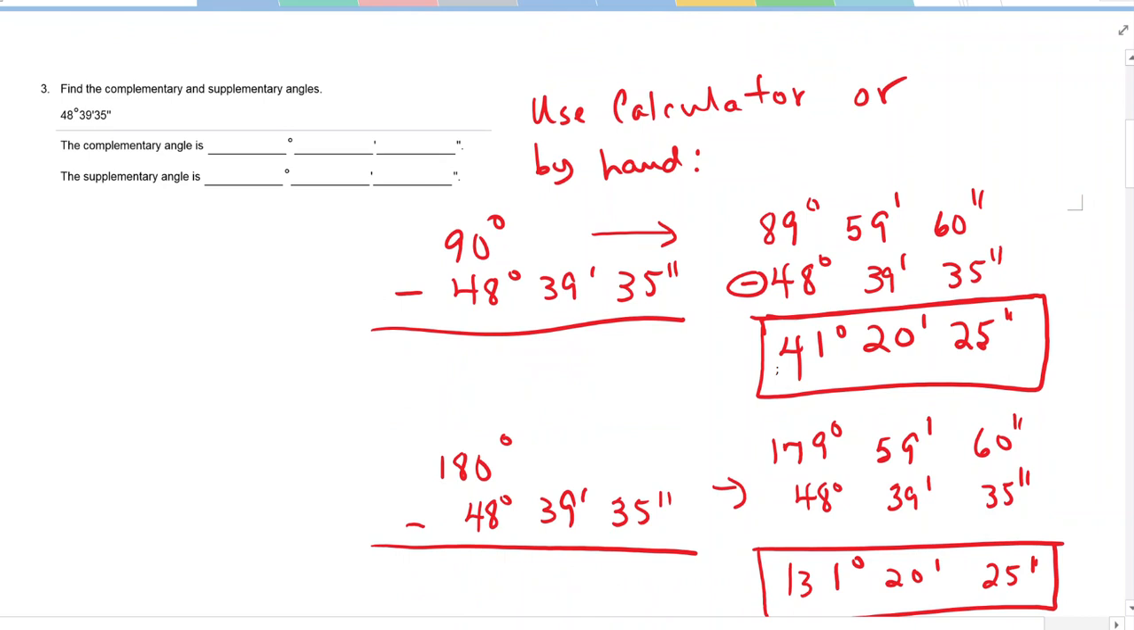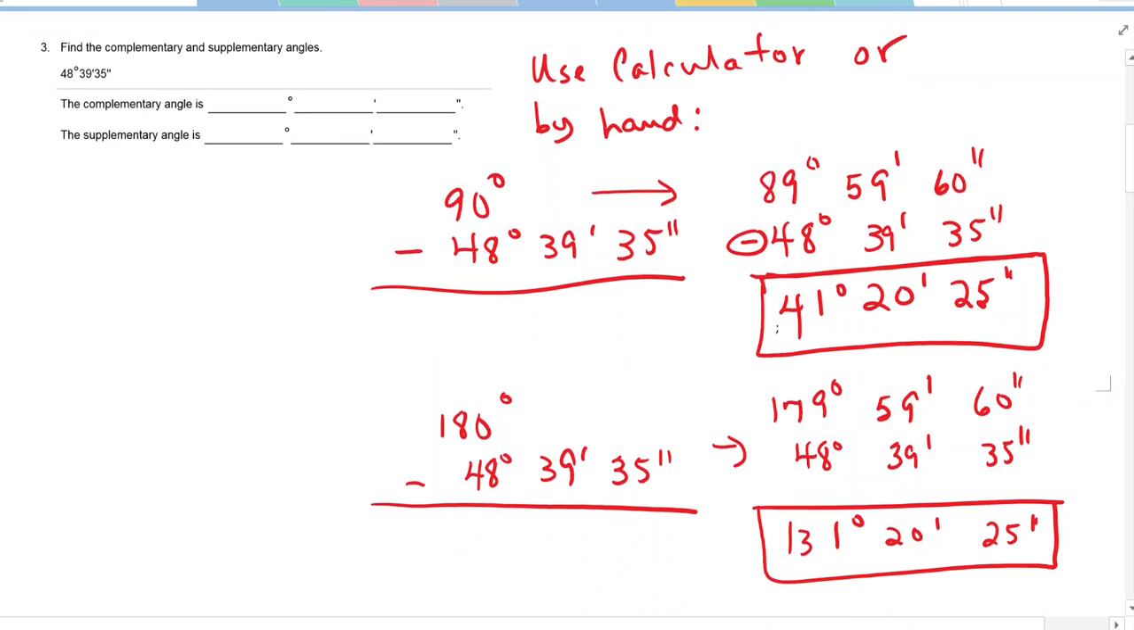You can use the calculator using the buttons that I showed in the lecture notes, or you could do it by hand. Some people prefer to do it by hand. And so I've done them by hand here. So if you have to subtract from 90, well, you've got all this stuff, and so you have to borrow. Old time subtraction, we got to borrow.